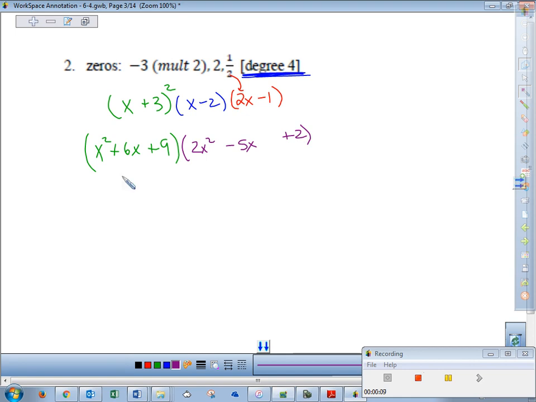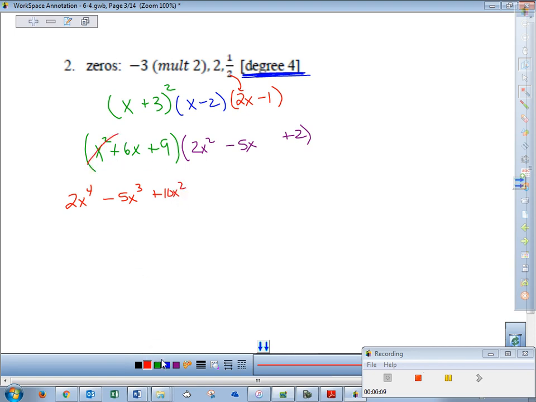Cool? Now, we've still got to take green guy times purple guy. 3 guys times 3 guys should get you back 9 guys. So one at a time. X squared, I'm going to take it times every purple dude. X squared times 2x squared would give me 2x to the 4th. There's your 4th degree right there, right? Then x squared times negative 5x, negative 5x cubed, and plus 10x squared.